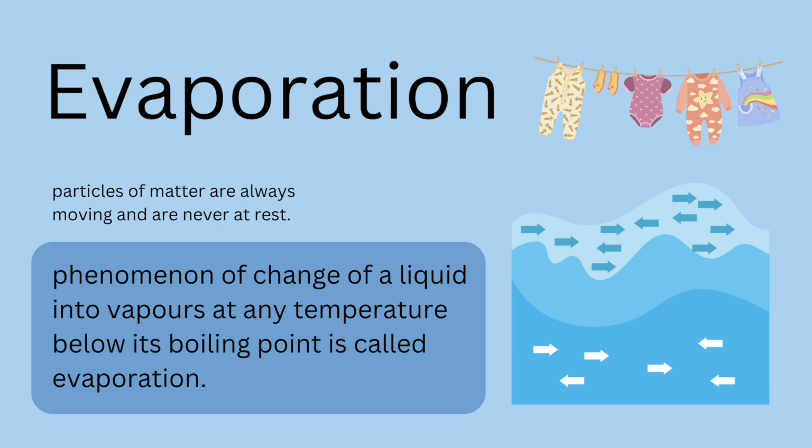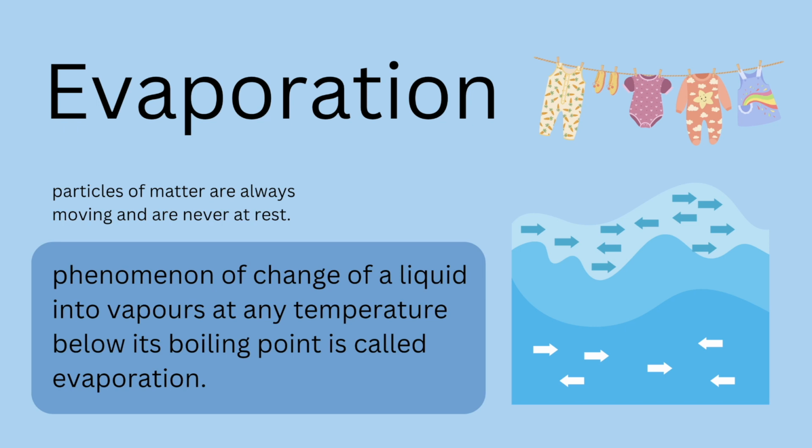So coming to the definition, phenomenon of change of liquid into vapors. So liquid getting converted into vapors at any temperature below its boiling point is called evaporation. It can be nowhere near its boiling point and it can still evaporate, it can still convert into water vapors, and that is what we call evaporation.